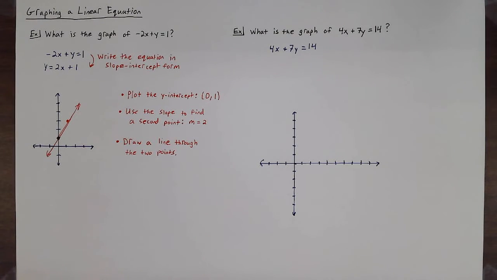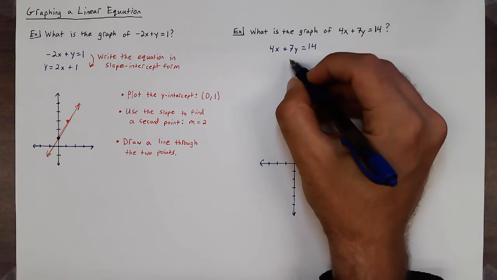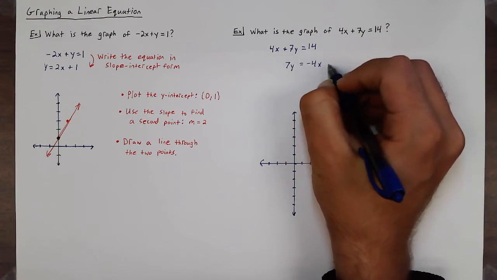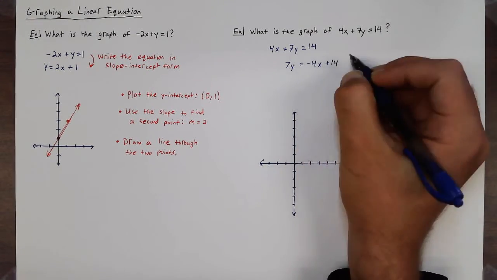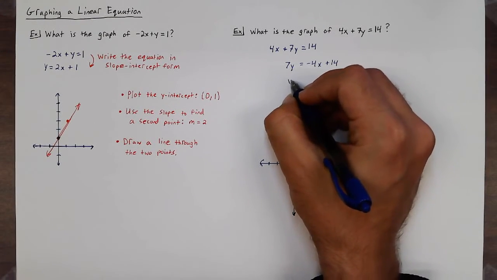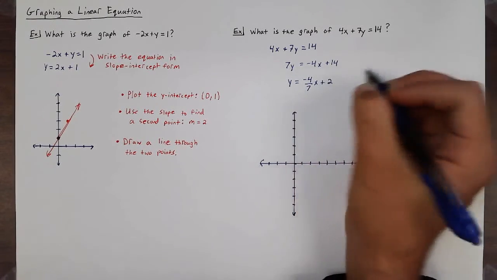For our second example, we have what is the graph of 4x plus 7y equals 14? We'll start by putting this in slope-intercept form, solving for y. We'll subtract 4x, giving us 7y is equal to negative 4x plus 14. Then divide each side by 7, which will give me y is equal to negative 4/7 x plus 2.